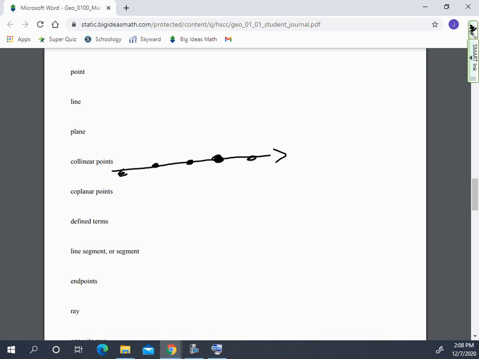Imagine this point is right there. They lie on the same line. Those are collinear points. You have co-workers that you work with, right? Co-worker, work with. Collinear, on the same line, right? Line, collinear. Coplanar are points on the same plane, right? All these points, they're all on that same plane.